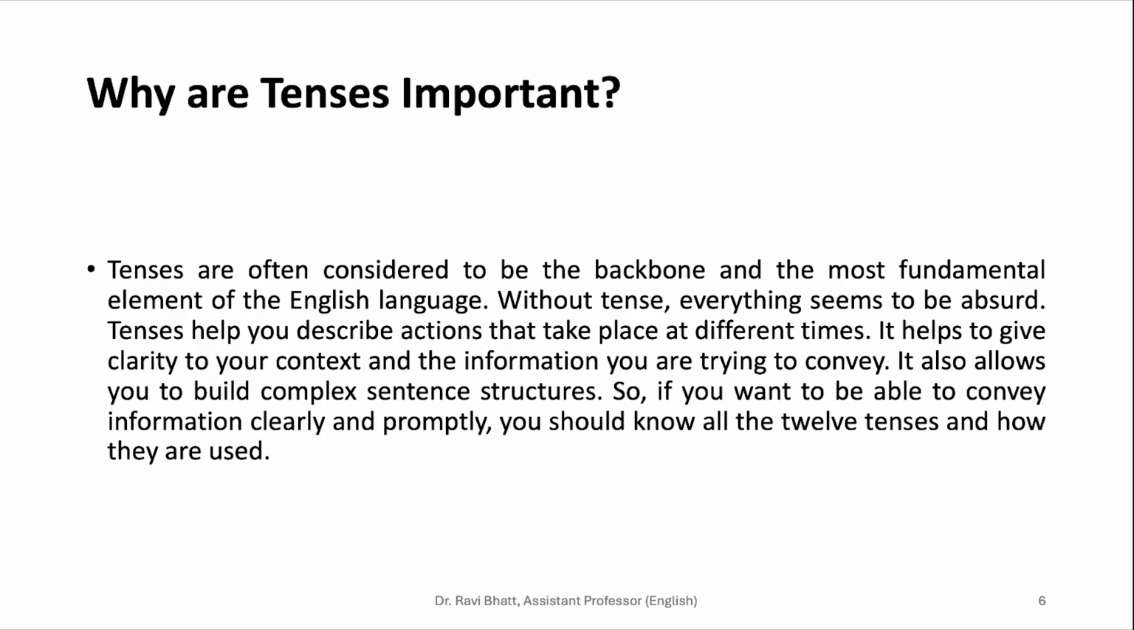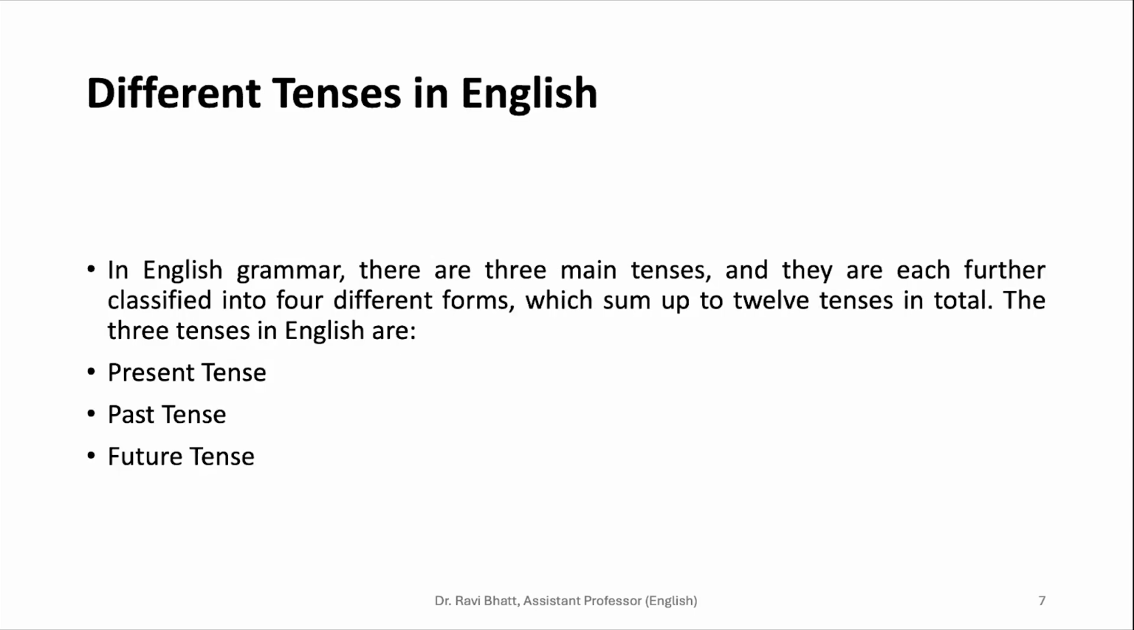So if you want to be able to convey information clearly and promptly, you should know all the tenses and all the 12 variations of tenses and how they are used. So primarily we have 3 tenses and 4 variations each. So that makes it a total of 12 tenses in English. And tenses are extremely important if you want to speak clear language without any ambiguity in terms of time.